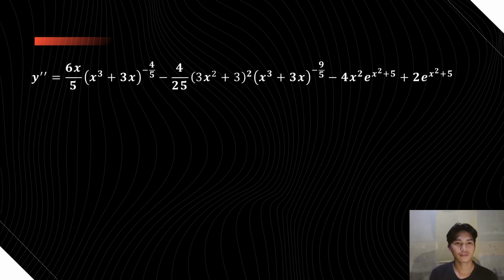Then we simplify it into 6x over 5 times x cubed plus 3x to the power of negative 4/5 minus 4 over 25 times 3x squared plus 3 to the power of 2 times x cubed plus 3x raised to the power of negative 9/5 minus 4x squared e to the power of x squared plus 5 plus 2e raised to x squared plus 5.